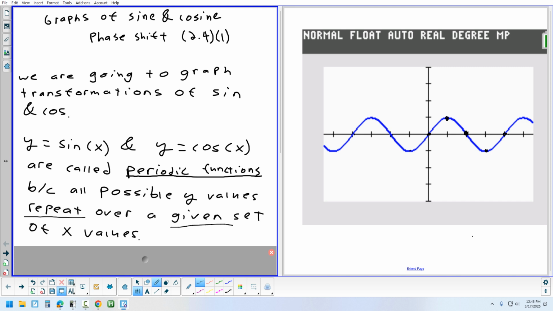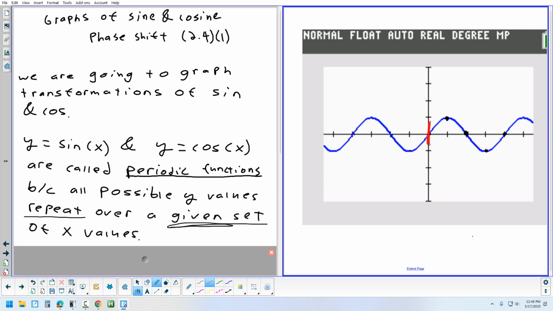And how far do you have to go before it repeats? Well, you have to go from that red line to that red line. That's the distance you have to travel before it repeats. Wait, Mr. Hager, wouldn't it be repeating right after that first arc, though?